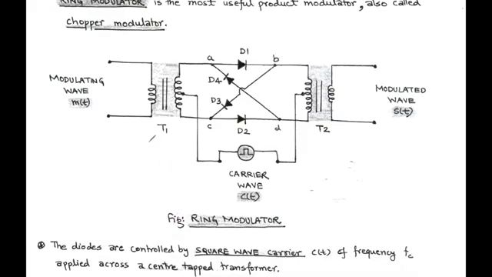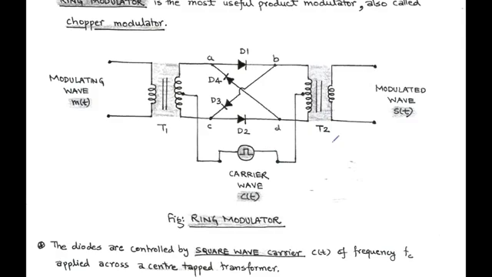The ring modulator consists of 4 diodes D1, D2, D3, D4. These 4 diodes are connected in such a way that they form a ring. The direction of the ring is from A to B, B to C, C to D and D to A. So the closed ring consists of D1, D3, D2 and D4. Also in this ring modulator, there is a center tap transformer denoted by T1 and T2.